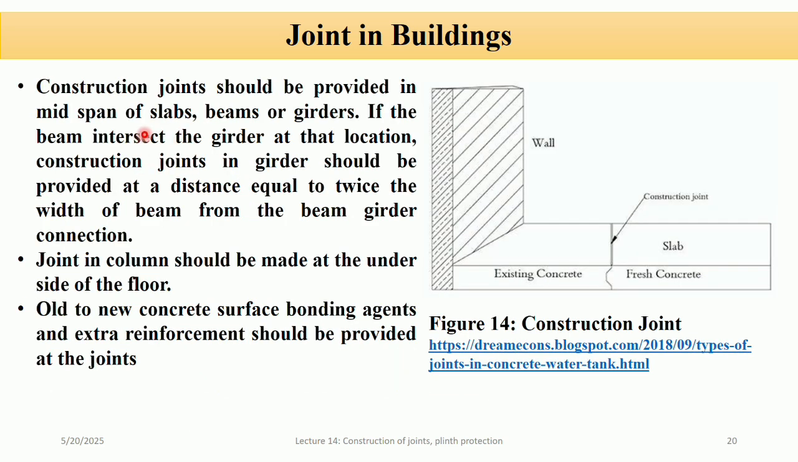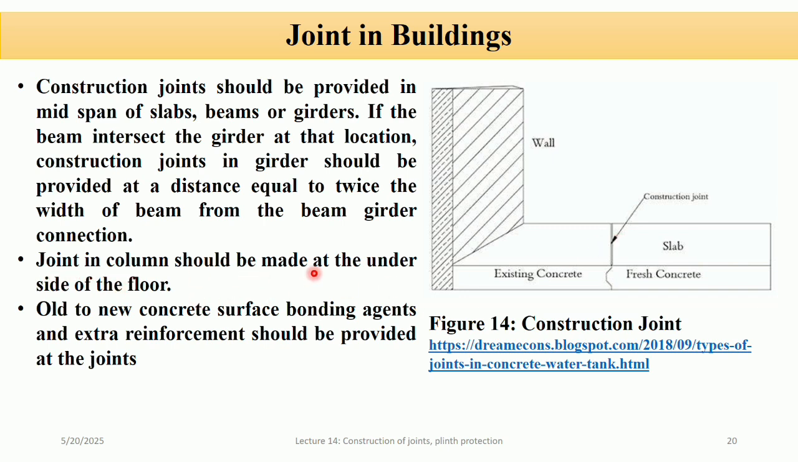In the case of slabs, beams, or girders, the construction joint should be provided at mid-span because the bending moment is high but the shear force is low at mid-span. So bonding between old and new concrete can be weak in shear. Placing joints where shear is minimal reduces the risk of failure.